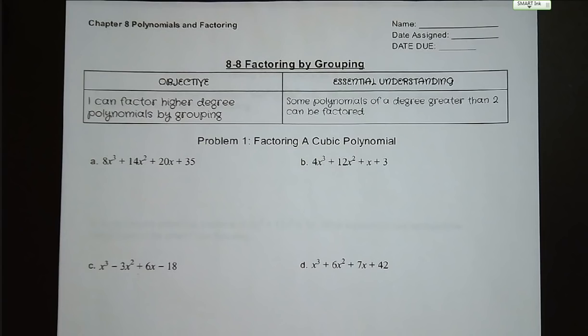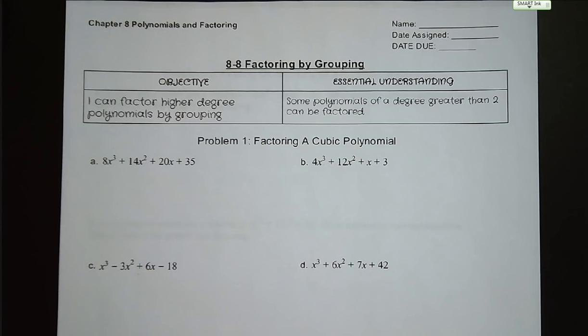Some polynomials of a degree greater than 2 can be factored. And this grouping technique can also be used with polynomials that do not have an exponent greater than 2 or 3, and we can talk about how that happens later.